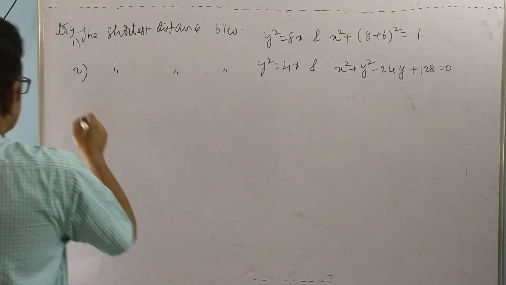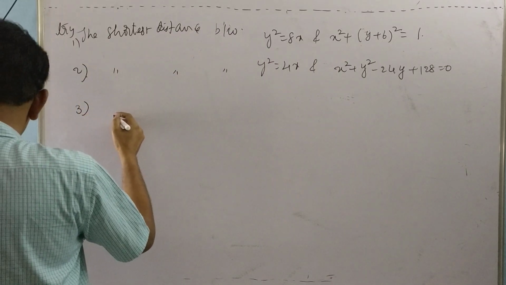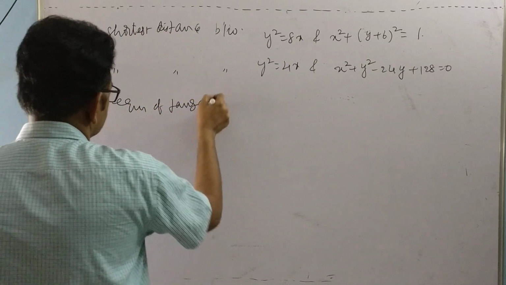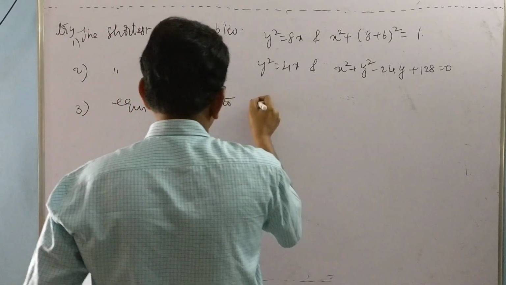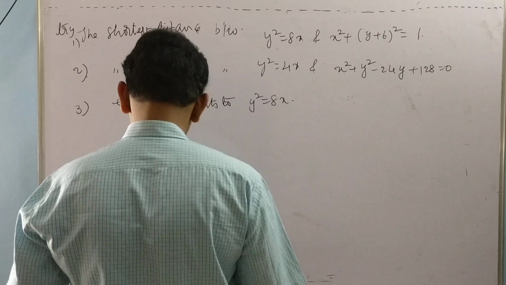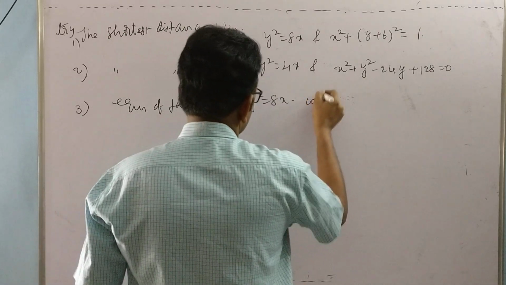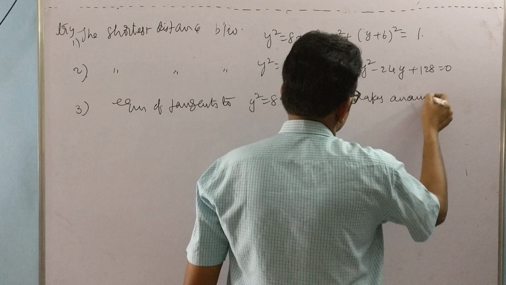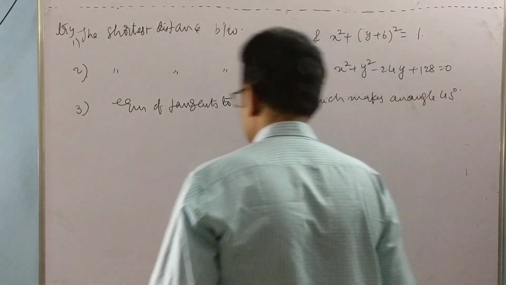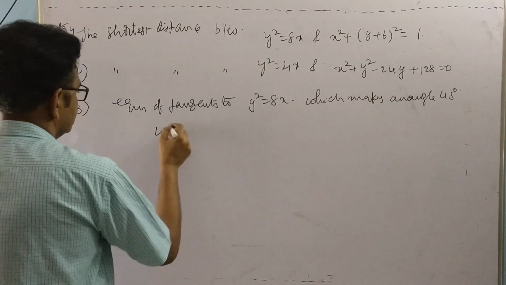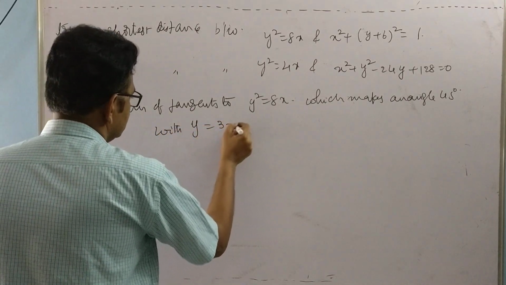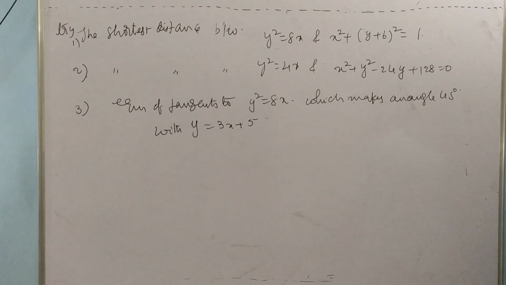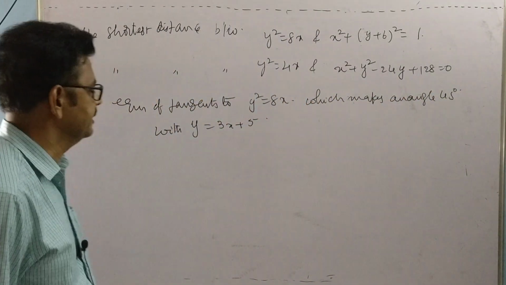Try one more problem also. The equations of tangents to the parabola y square equal to 8x, which make an angle of 45 degrees with the line y equal to 3x plus 5. Which makes an angle 45 degrees with this line.